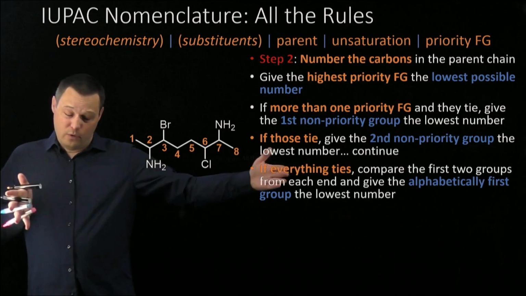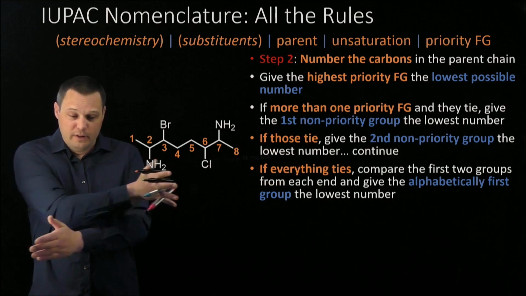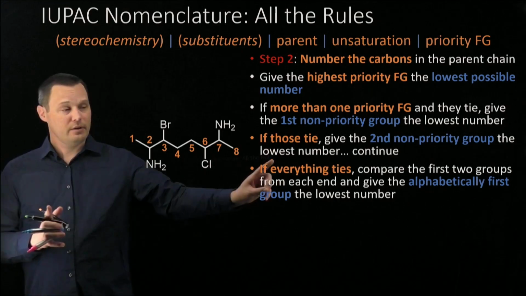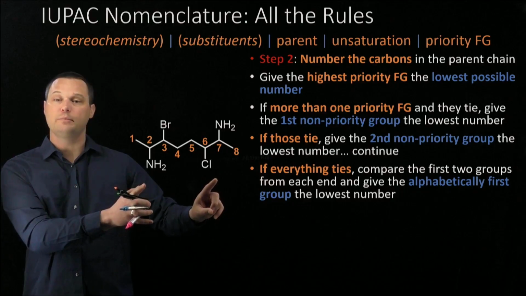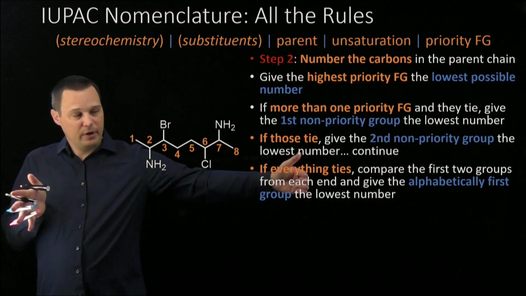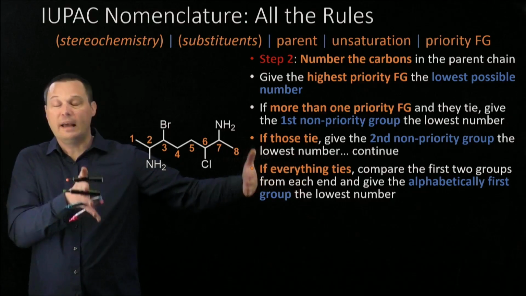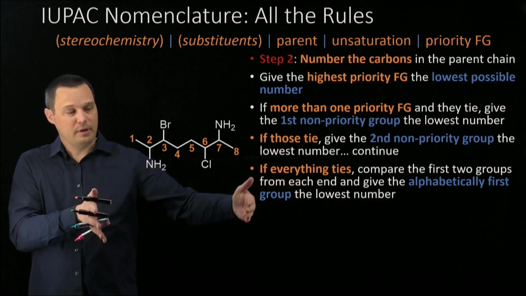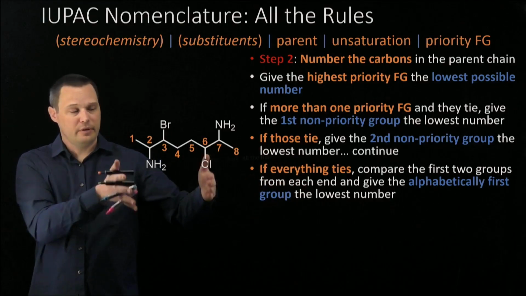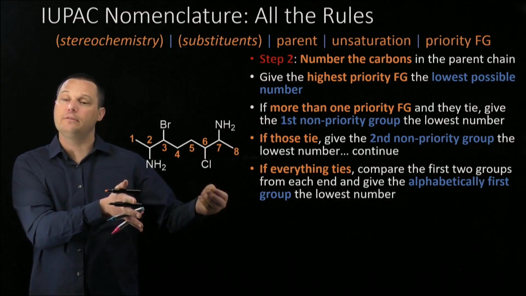If, however, we go all the way through the molecule and they're really the same numbering both directions, here the amine groups both tie at carbon number 2, and the lower priority functional groups both tie at carbon number 3. Then we compare the first groups from each end, and we give the alphabetically first group the lowest possible number. Here, the first groups from each end are both amines, they're both the same, they both tie, so we go to the second group, and bromine is alphabetically first before chlorine.